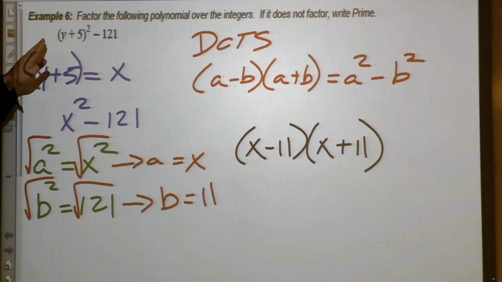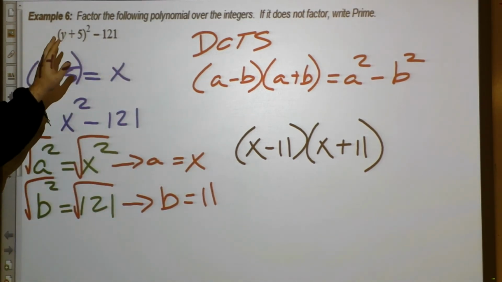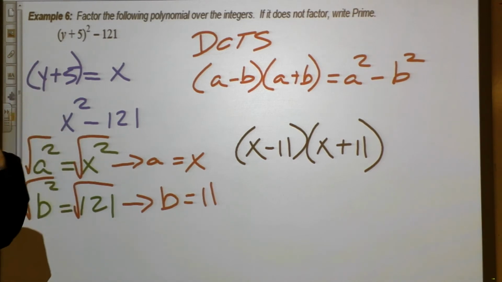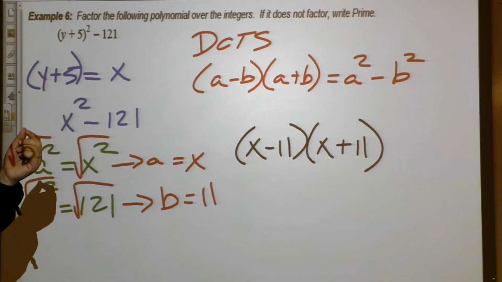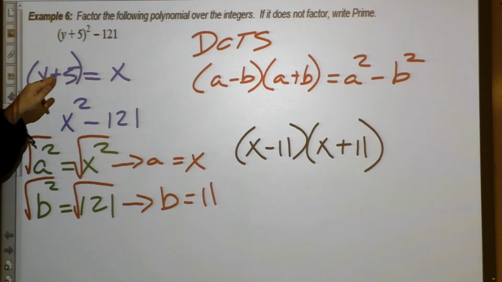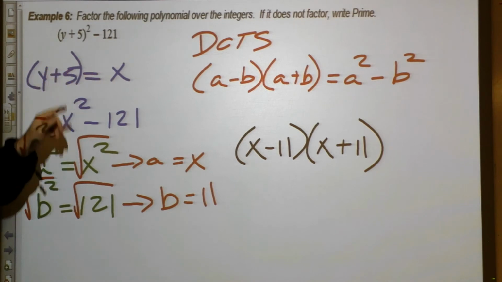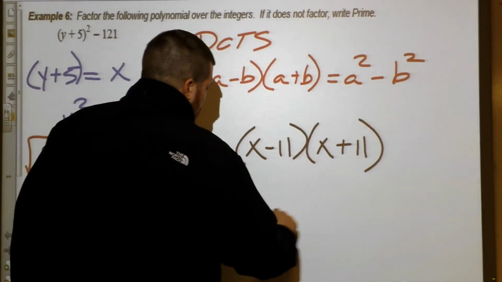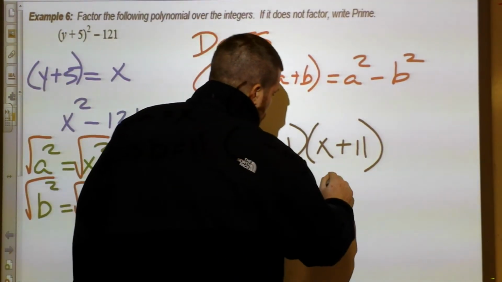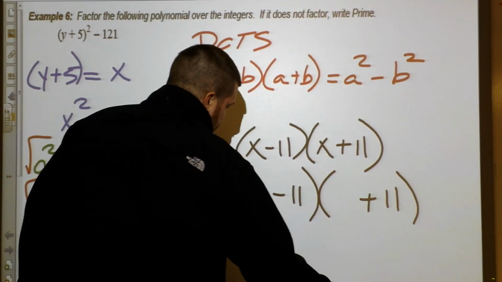But my problem had y plus 5. So you can't leave it like this. You always want to have your final answer the same way as your problem was given to you. So we started with y plus 5. We need to finish with y plus 5. So we're going to go back to our substitution rule that we made up at the beginning. Everywhere I see an x, I'm going to replace it with y plus 5.